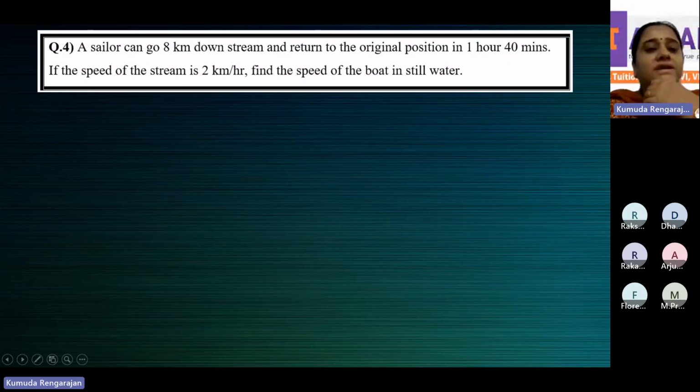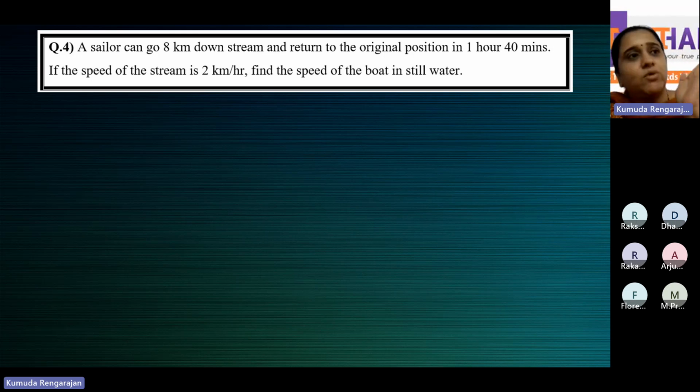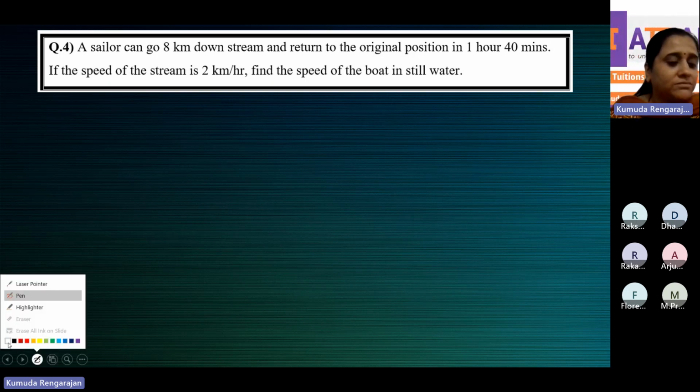A sailor can go 8 kilometers downstream and return to the original position. That means he goes down 8 kilometers and comes up 8 kilometers, to the original position, in 1 hour 40 minutes. If the speed of the stream is 2 kilometers per hour, find the speed of the boat in still water. We have seen a similar question in linear equations.